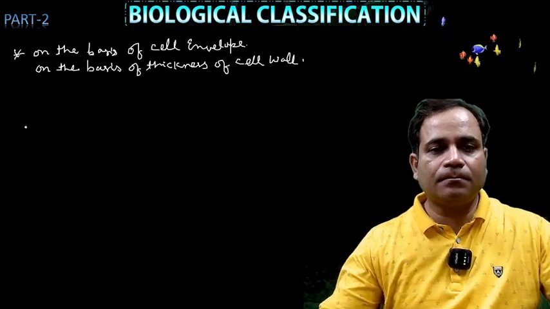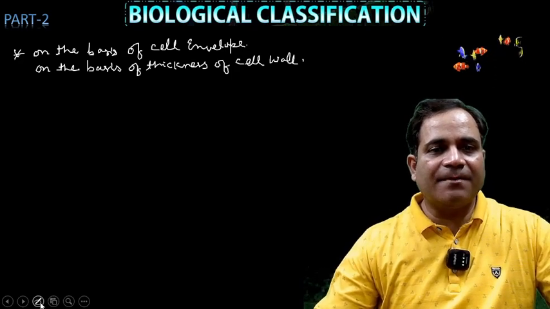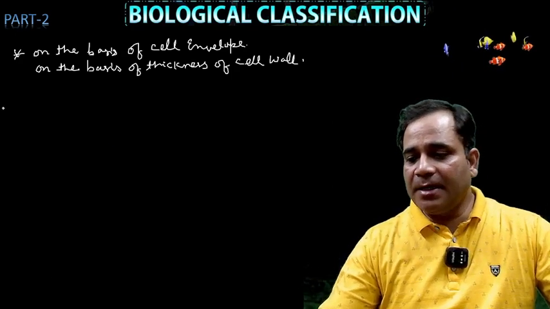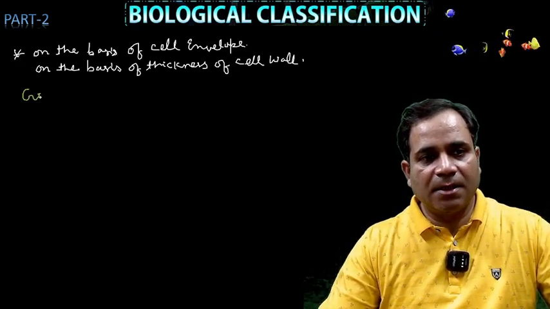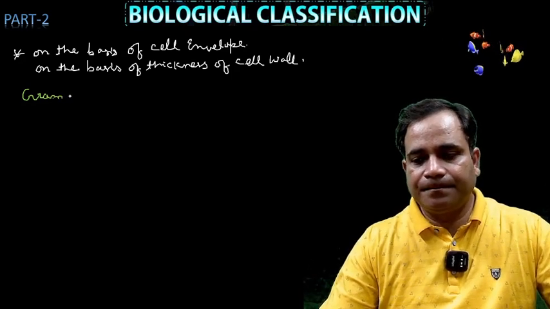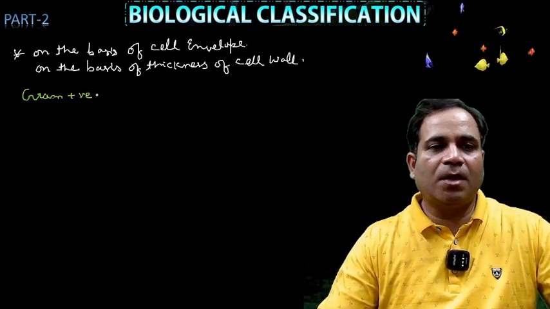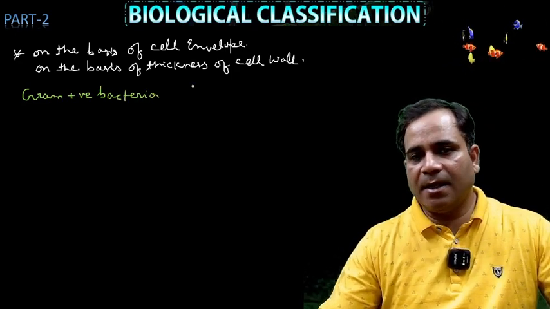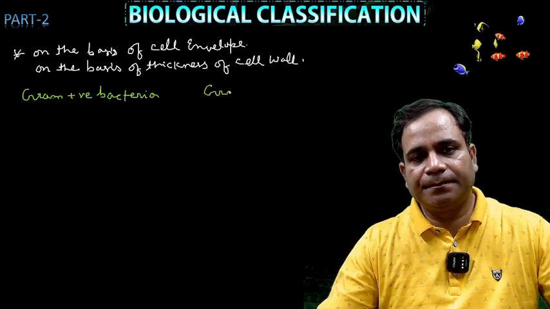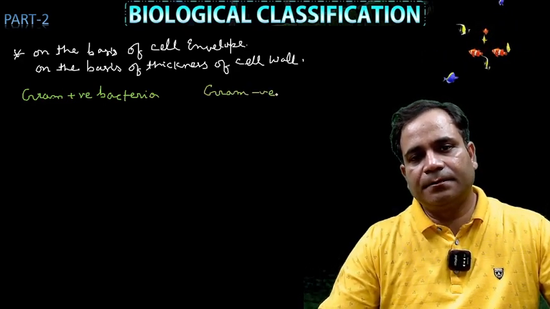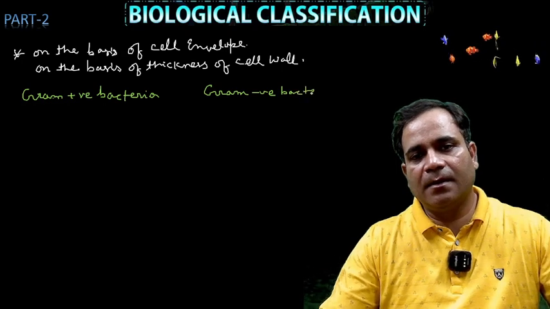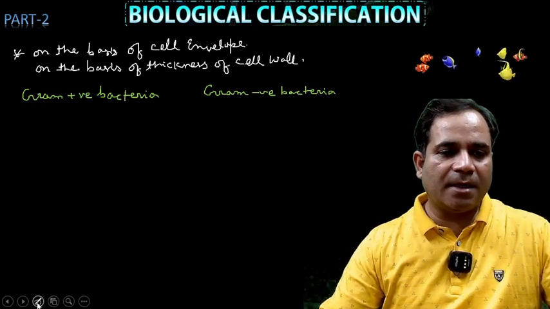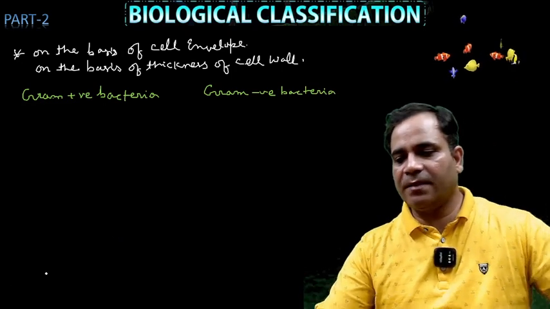When I tell you on the basis of thickness of cell wall, we classify into two parts. One is gram positive bacteria, and the second one is gram negative bacteria. Correct? One is gram positive bacteria, second one is gram negative bacteria. See what the difference is between gram positive and gram negative bacteria.